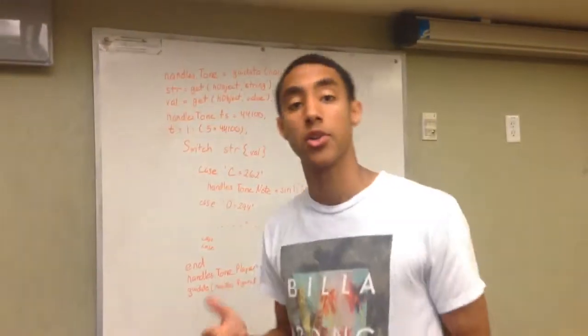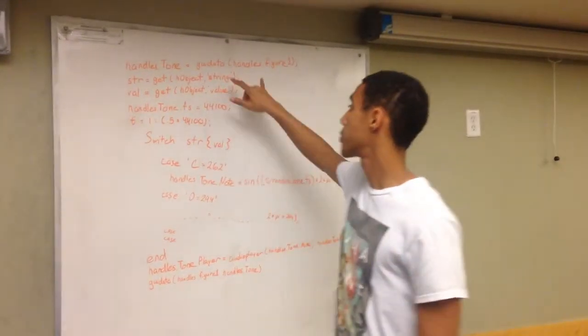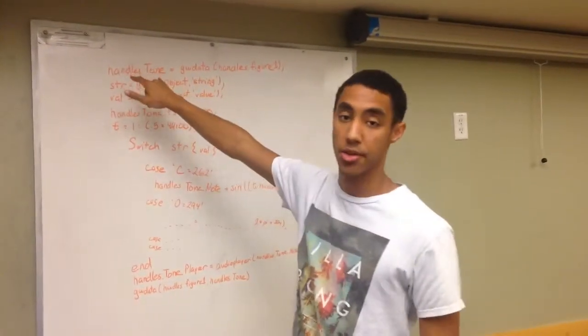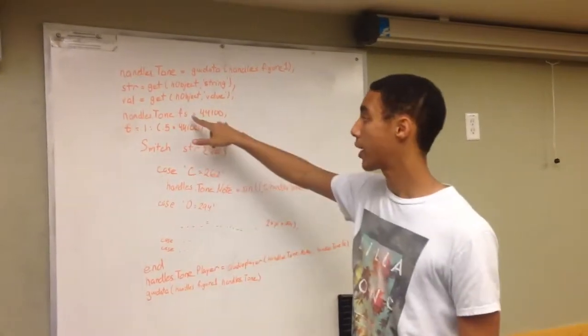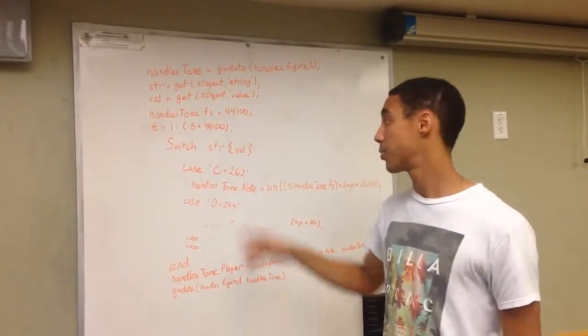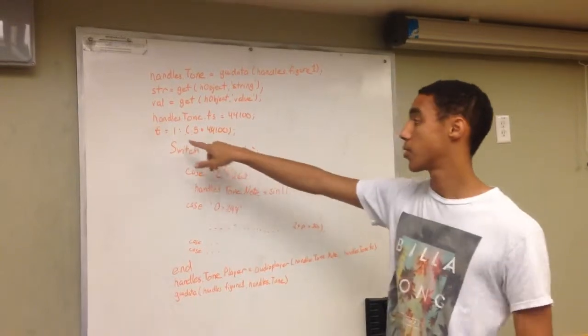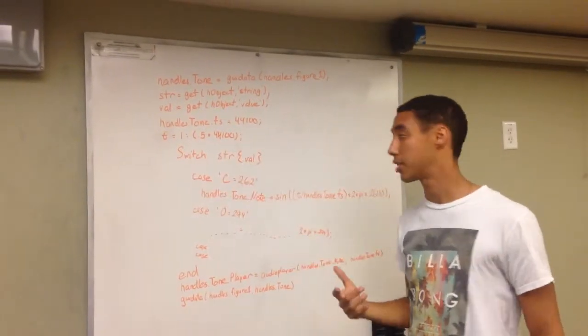So now I'm going to explain our tone generator that we have in our GUI. So first we pull our GUI data and we label that as handles.tone. We pull our string as well as our value using our get functions. We have our handles.tone.fs, which is our frequency, which is set at 44,100. We also have how long our tone is going to play right here in our T matrix.